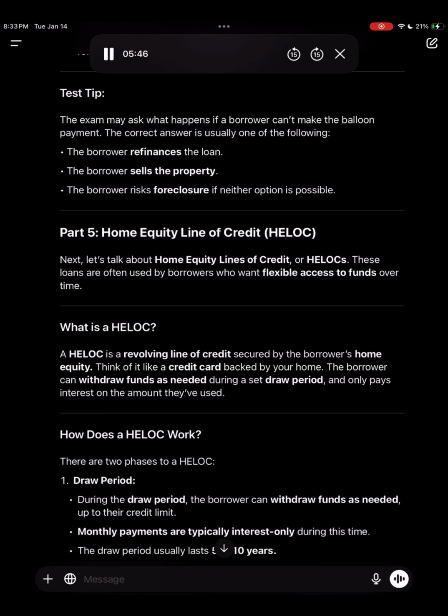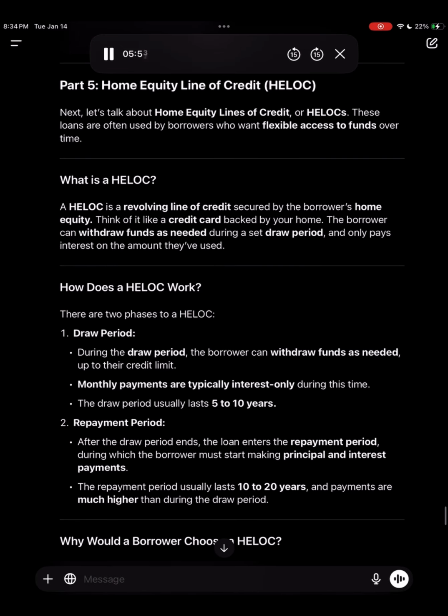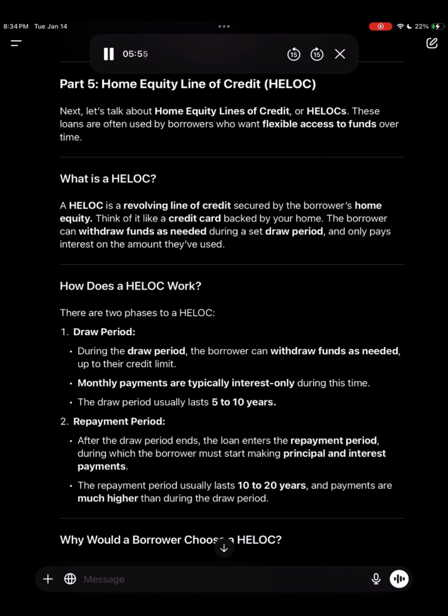Part 5. Home Equity Line of Credit. Next, let's talk about home equity lines of credit, or HELOCs. These loans are often used by borrowers who want flexible access to funds over time. What is a HELOC? A HELOC is a revolving line of credit secured by the borrower's home equity. Think of it like a credit card backed by your home.